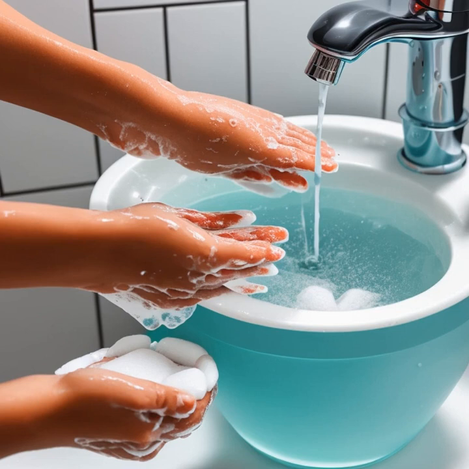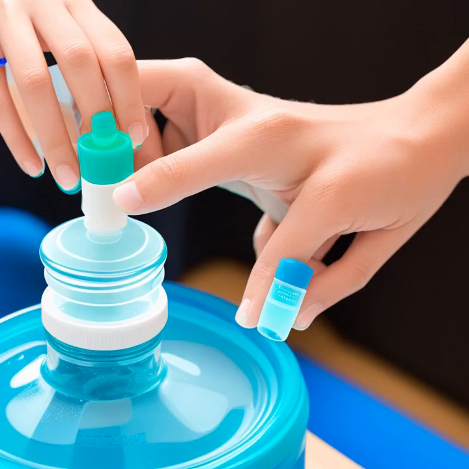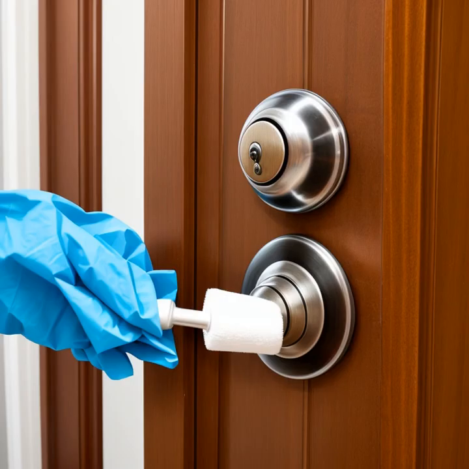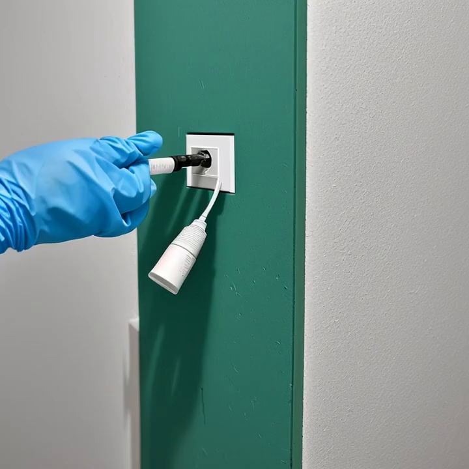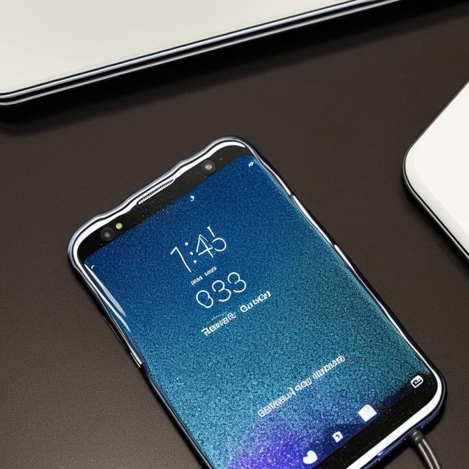When someone with a cold coughs, sneezes, or even talks, they release tiny droplets containing the virus into the air. If you happen to be nearby and breathe in these droplets, or if the droplets land on your eyes, nose, or mouth, you can become infected.